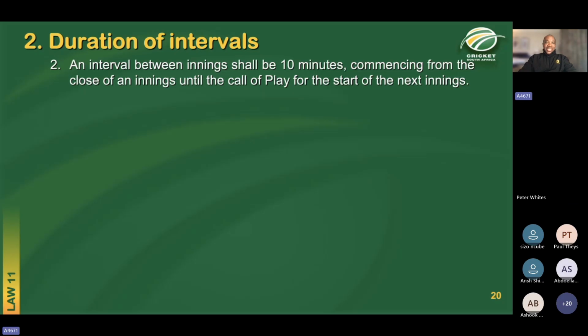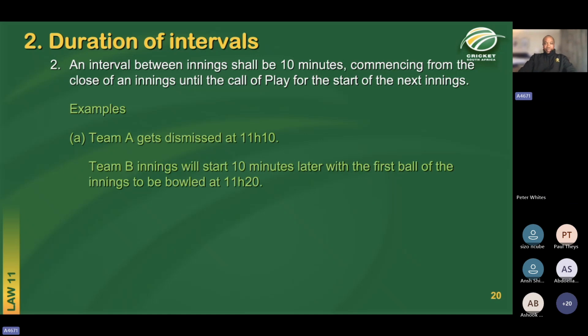What's the duration of an interval between innings? Law tells us that it shall be 10 minutes commencing from the close of an innings until the call of play for the start of the next innings. Simple example, Team A gets dismissed at 11:10. Team B's innings will start 10 minutes later with the first ball of the innings to be bowled at 11:20.